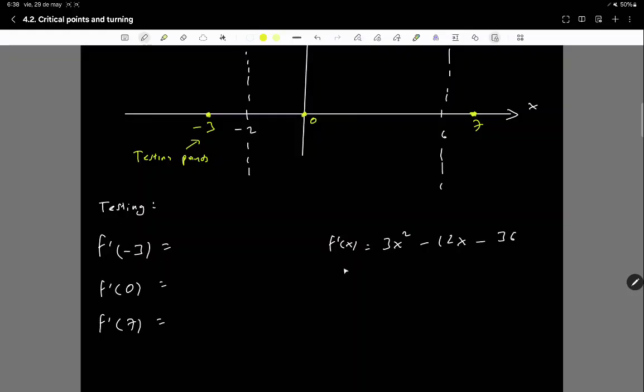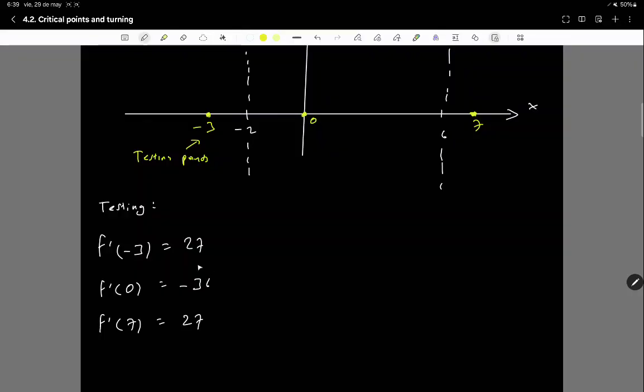So basically, at -3, that would be F prime of -3, right? And I'm just gonna put the -3 where it belongs, in the x's, right? And I'm gonna calculate this value, and I'm gonna put the result in here. The same for 0 and the same for 7. I'm gonna do it on my own, do it on your own, and let's get back with the results.